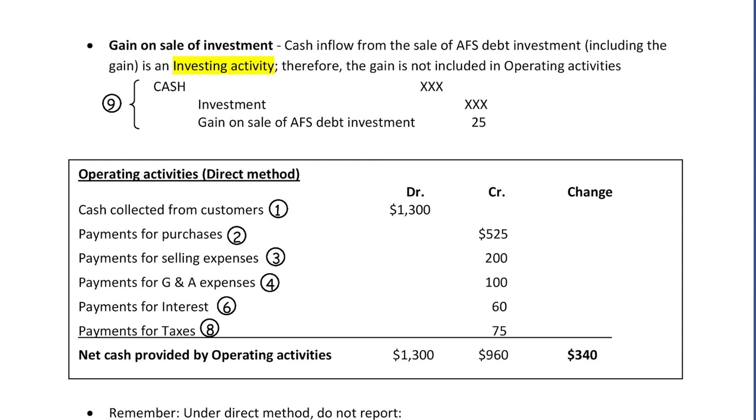So look at the summary there, operating activities under the direct method. Cash collected from customers, $1,300. You got payments for purchases, for selling expenses, for G&A, for interest and taxes. And this gives you, highlight net cash provided by operating activities, and highlight $340.